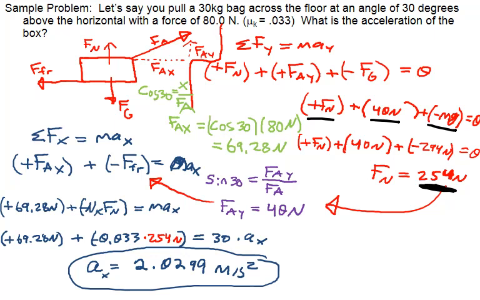It's a little bit less than it would be if it was just being pushed across the ground without being pulled up at an angle. So now that we know the normal force, we can place that in here for friction. We have the coefficient times the normal force. We have the force applied in the x, and we should get an acceleration of 2.0299 meters per second squared.